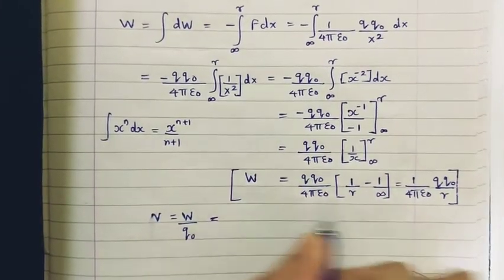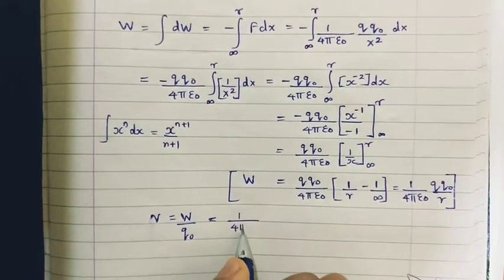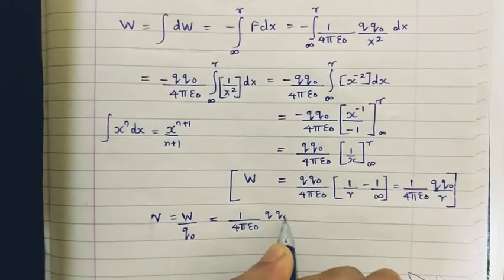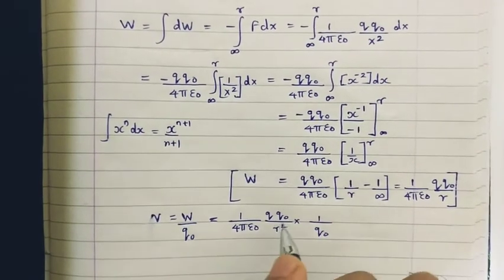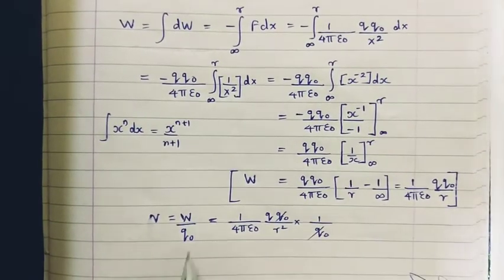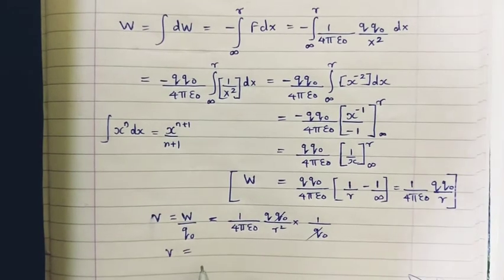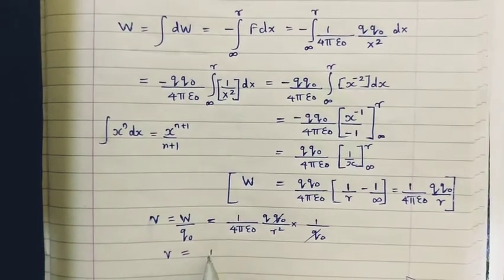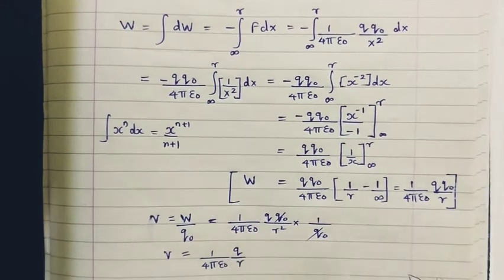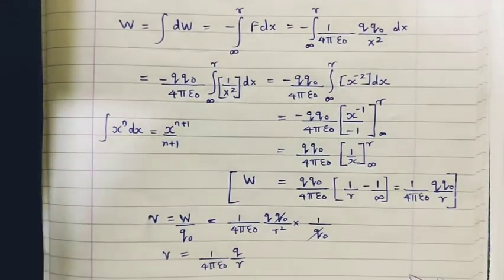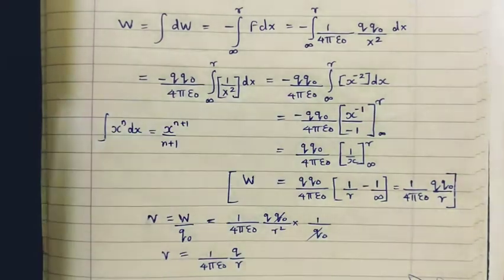So let's substitute this work done: 1 upon 4 pi epsilon naught q naught upon r square into 1 upon q naught, this one. So what will happen here? q naught will get cancelled. So V will be equal to 1 upon 4 pi epsilon naught q upon r. This is going to be your potential at that particular point.